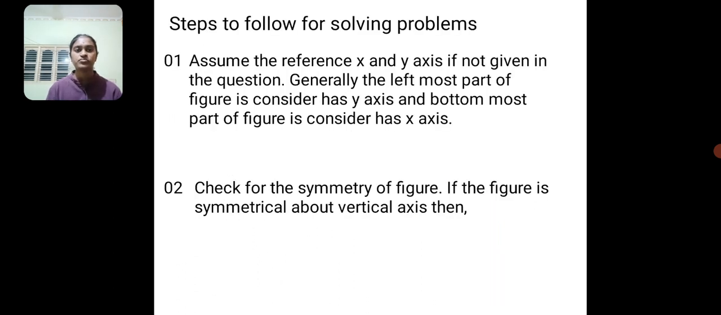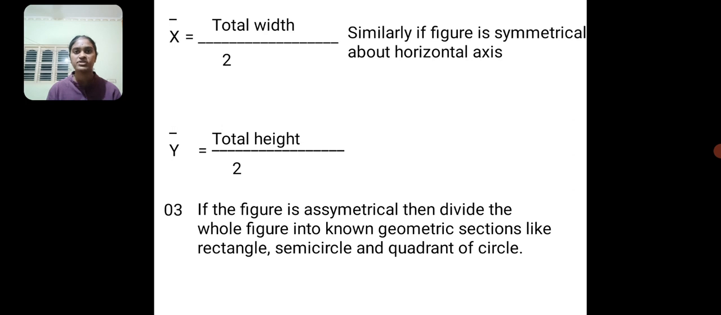Steps to follow for solving problems. Assume the reference x and y axes if not given in the question. Generally, the leftmost part of a figure is considered as the y axis and the bottommost part of a figure is considered as the x axis. Second step, check whether the diagram is symmetric or asymmetric. If the figure is symmetric about the vertical axis, then apply the formula x bar equals total width divided by 2. Similarly, if the figure is symmetrical about the horizontal axis, y bar equals total height divided by 2.